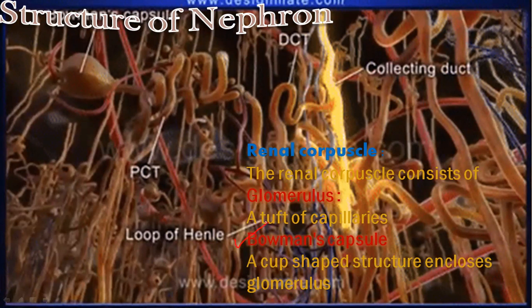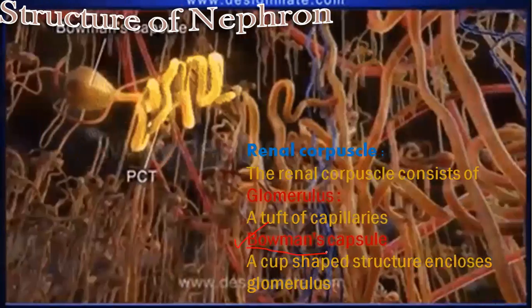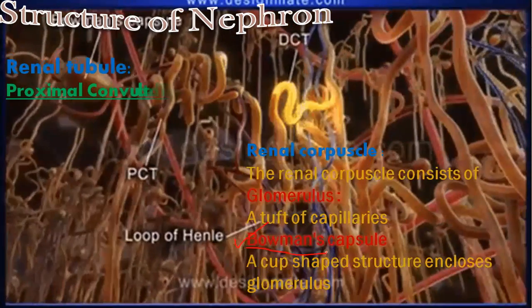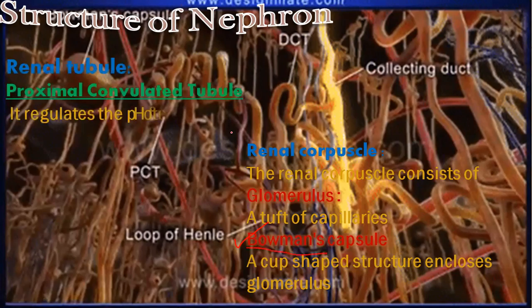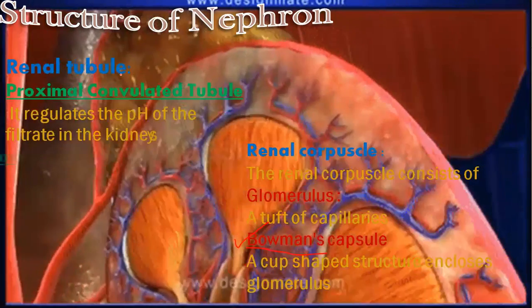Okay, so the next is Bowman's capsule. What is that actually? It is a capsule-like or cup-like structure which encloses the glomerulus. So they are not present freely, but this tuft or bunch of capillaries is enclosed in a Bowman's capsule. Bowman's is named after the scientist who discovered it. Okay, one part is the renal corpuscle and the other is the renal tubule.